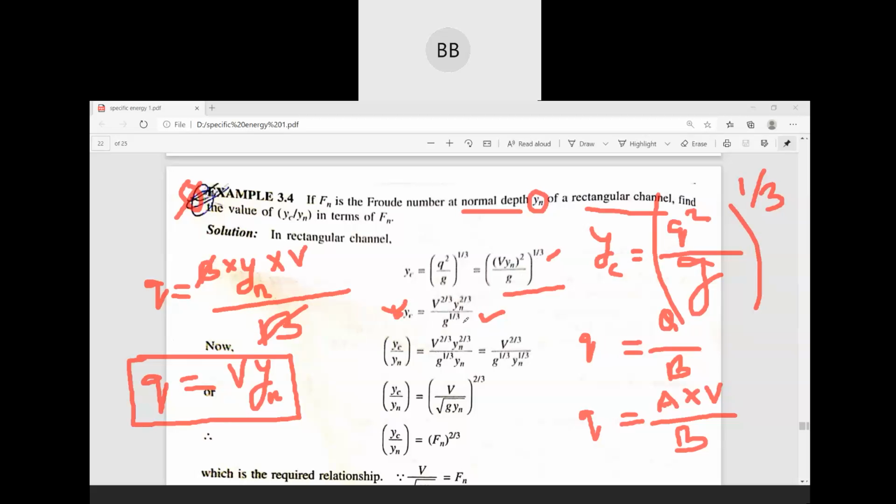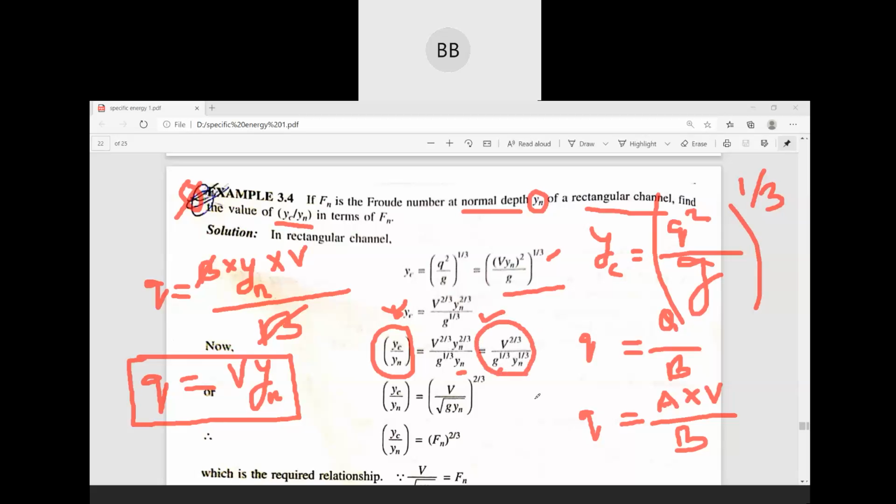Now we go back to the question and see what we need to find out. That is the ratio between Yc and Yn. So we got this expression for Yc, but we need the ratio of Yc divided by Yn. So we divide both the left hand side and right hand side by Yn. On the left hand side we get the ratio of critical depth divided by normal depth. On the right hand side, V to the power 2 by 3 will be the same, g to the power 1 by 3 is also the same, and we have Yn to the power 2 by 3 divided by Yn. So it will be Yn to the power 1 by 3.